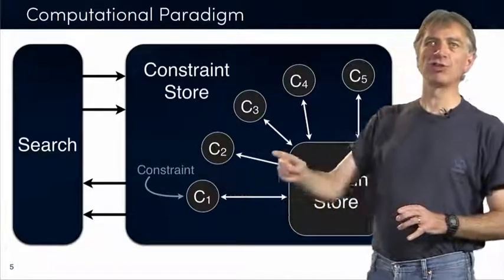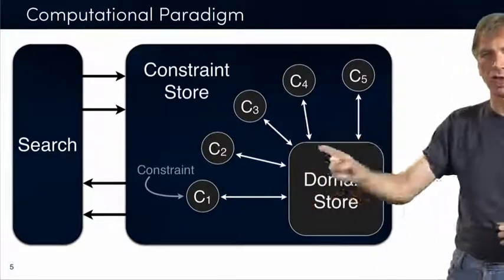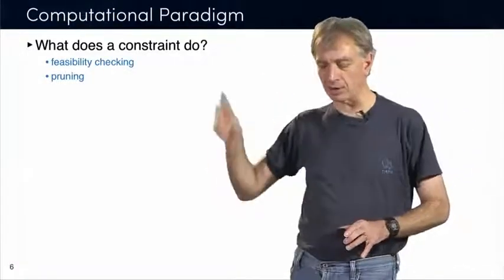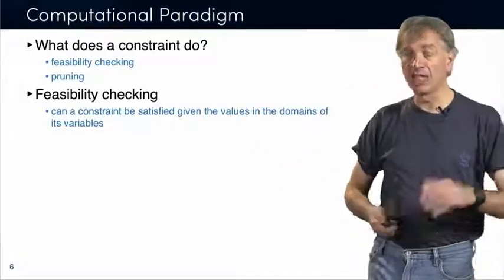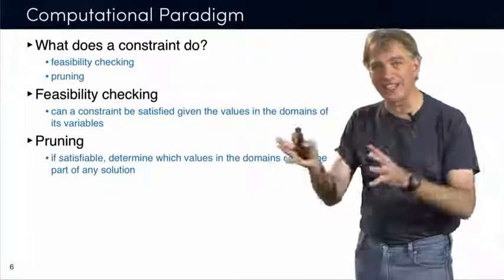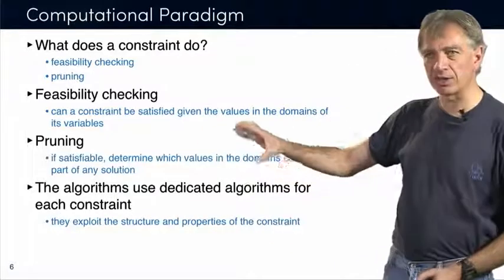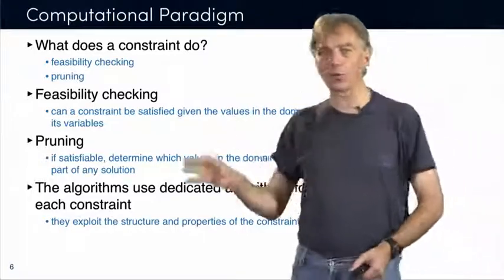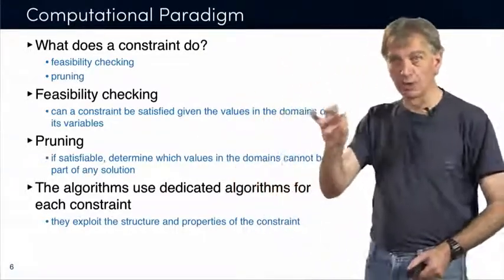As soon as you do that, some of the constraints may become infeasible, or some of the constraints may be able to knock down more values from these domains. And that's the constraint propagation algorithm. The constraint does two things: feasibility checking, is it still feasible given the set of domains, and then pruning, given the set of domains, can I knock down some values from the domains of the other variables? The key point, and this is one of the topics covered today, is that every one of the constraints in a constraint programming system has a dedicated algorithm to do these two tasks.